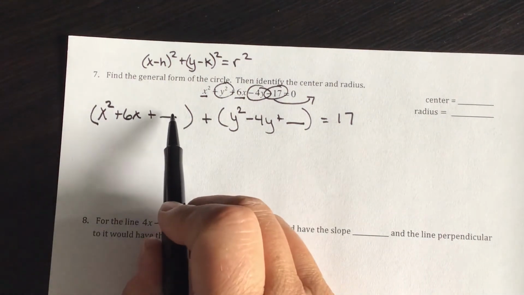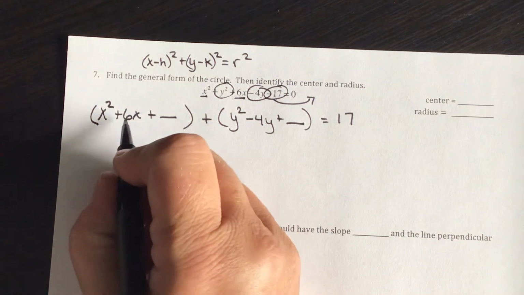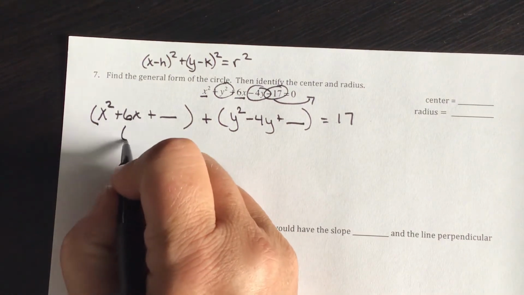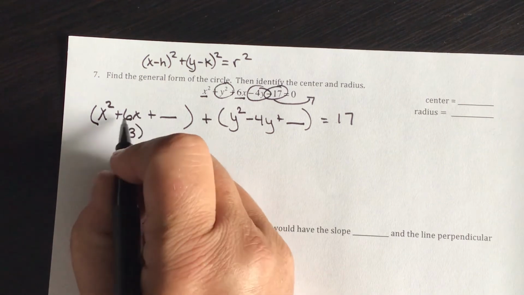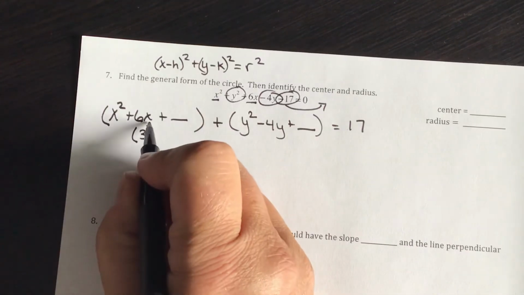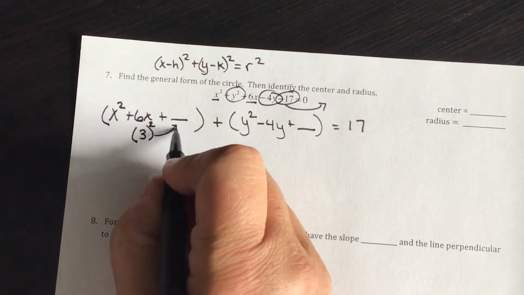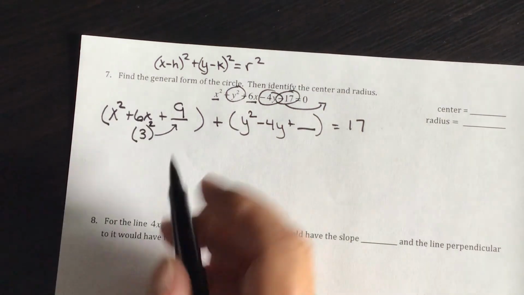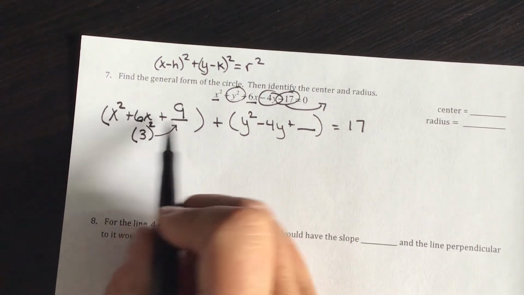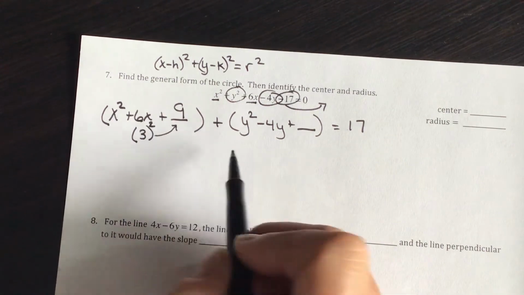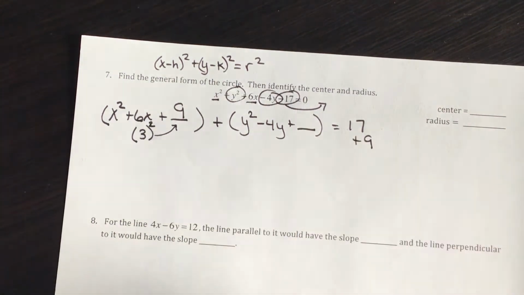To get this perfect square number here, I take half of the middle term, so half of 6 is 3, and it's positive 6, so this is positive 3. I'm going to square it and put the number here. If I add 9 to this trinomial on this side of the equation, I need to add 9 to the other side.